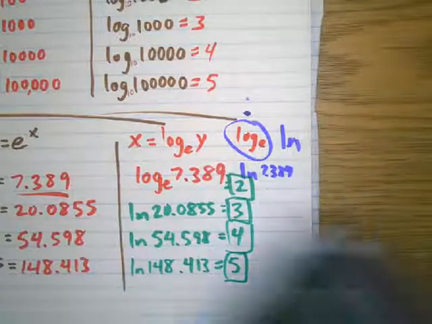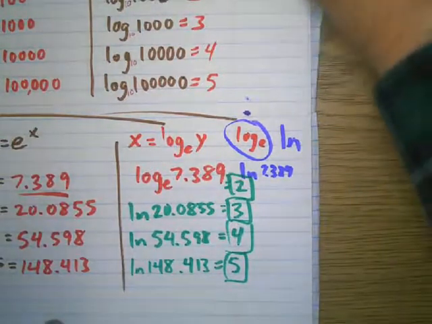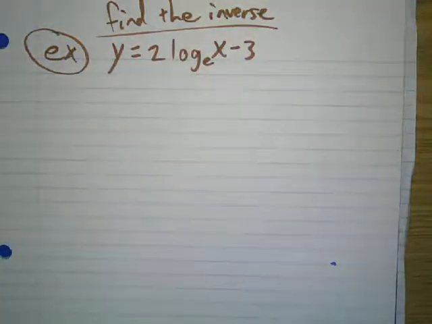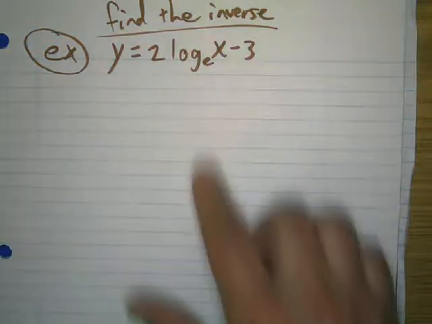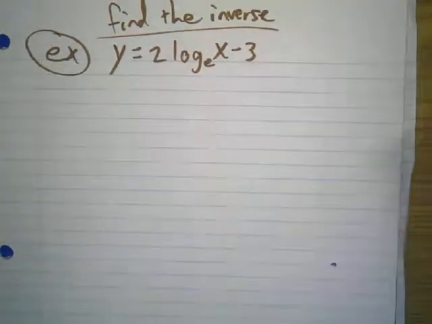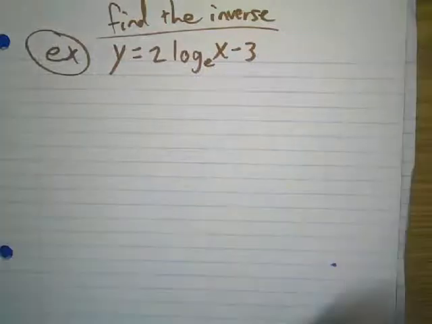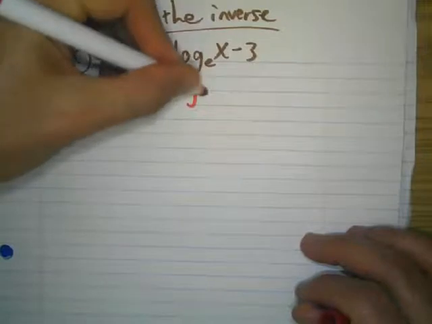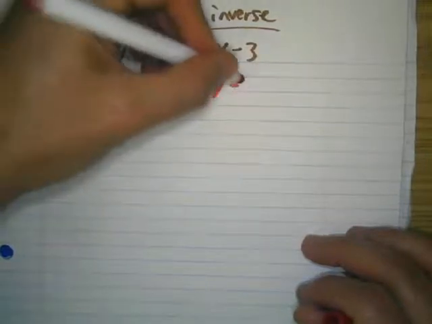Okay, so let's do an example. When you're asked to find the inverse, we're asked to switch the x with the y and the y with the x. So let's first do that. Now I've got x equals 2 log base e y minus 3. And now we want to solve for y.